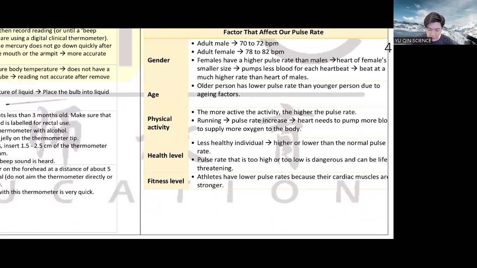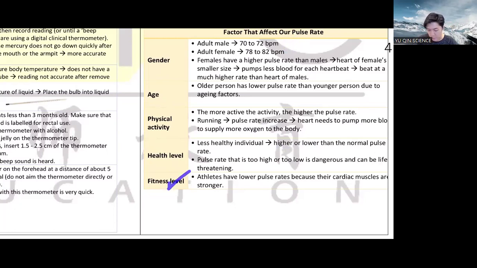Okay. Physical activity: the more active you are, the more pulse rate you have because you need to pump more blood to the body. So your heart has to work harder. Okay. Health level: a less healthy person should have higher or lower, because we should have a standard number. Nothing in your body too high is good or too low is good. We always want to be right at the center. So too high and too low means not healthy.